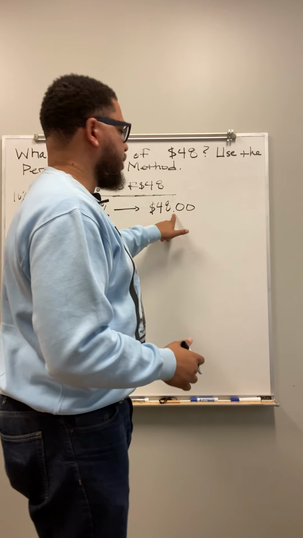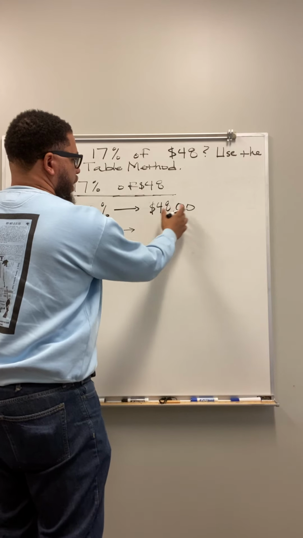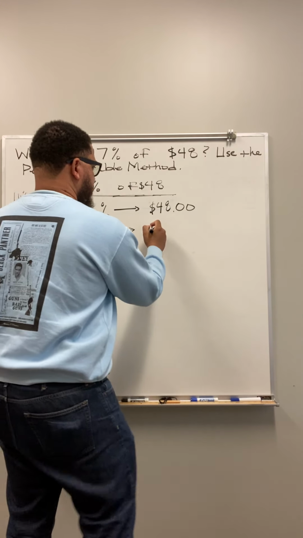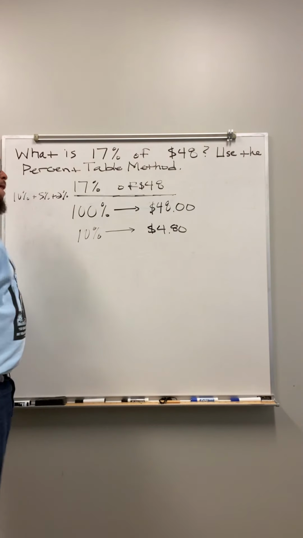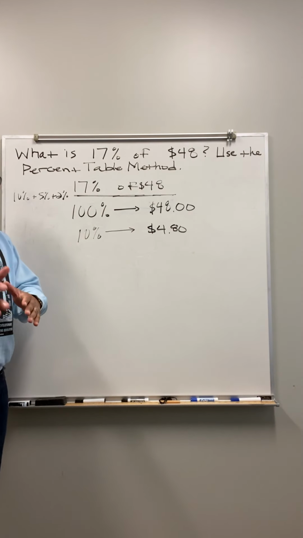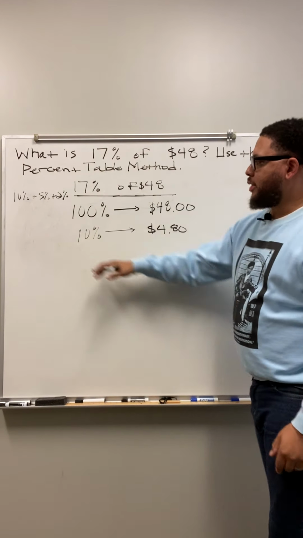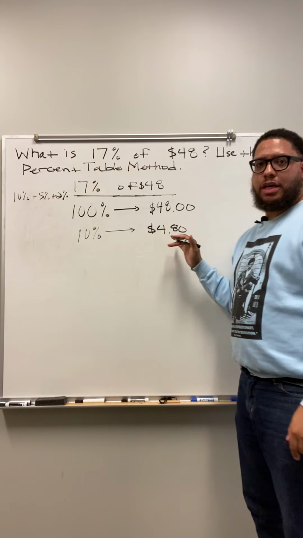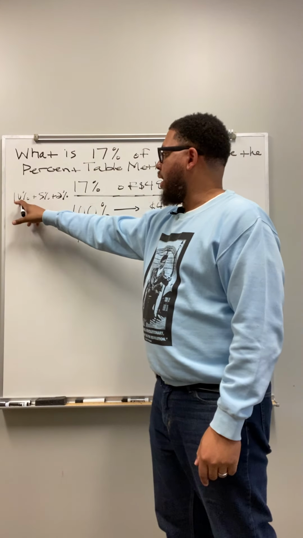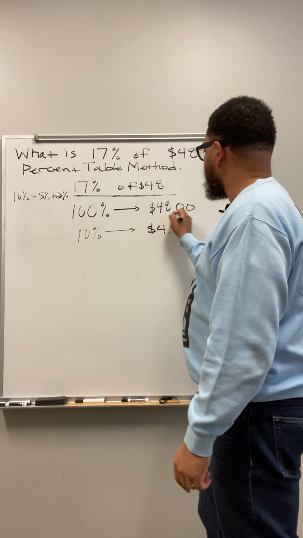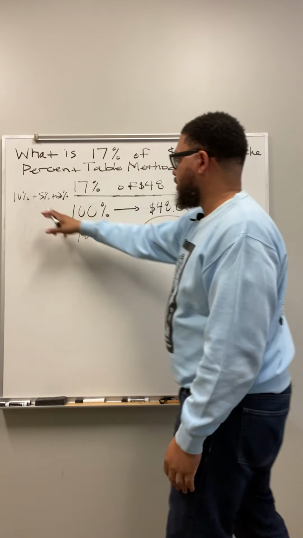So now I move this decimal point one space to the left. It becomes 4.80. So 10% is $4.80. So you see how I did that? 100% is $48. 10% is $4.80. All right. So now I know my 10%. So I know this is part of my answer. This is part of my dollar amount, part of my 17%. I got my 10% right there.